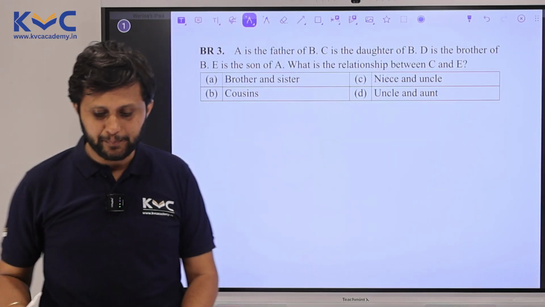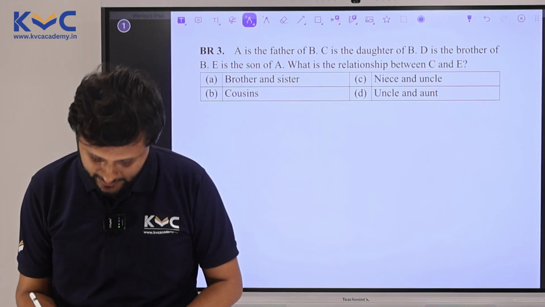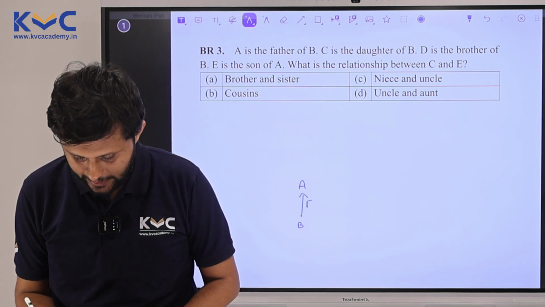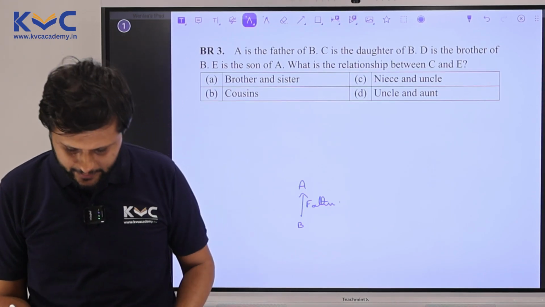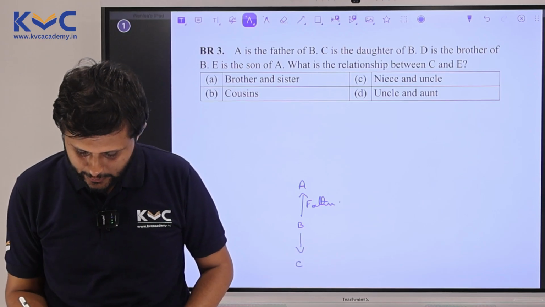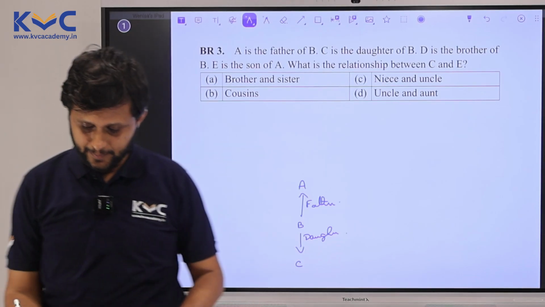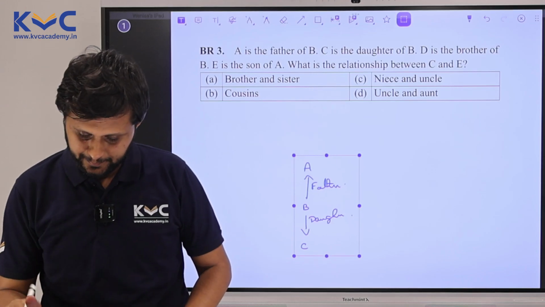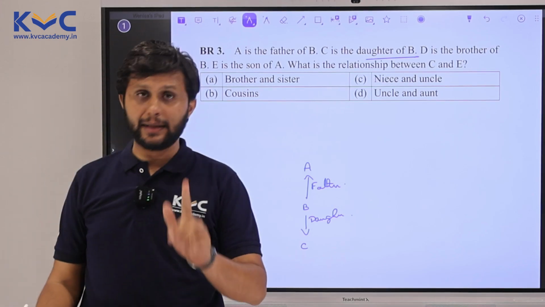Question number 3. A is father of B. This time I have A is father of B. I'll write father over here. C is daughter of B. C is coming down over here. C is daughter. Okay. Clear so far? I think we can move it a little higher. Okay, fine. Should be fine now. So we have finished up till here. D is brother of B.